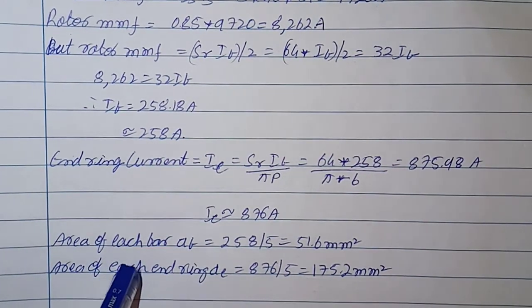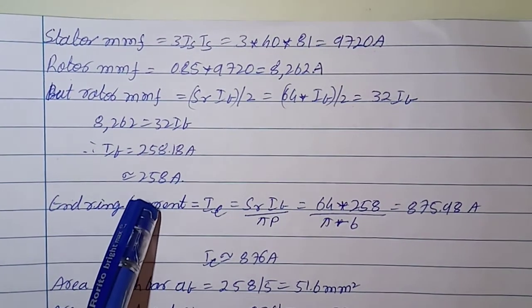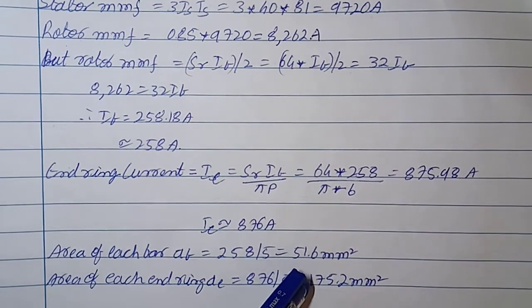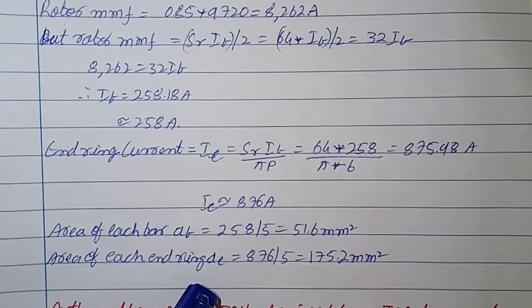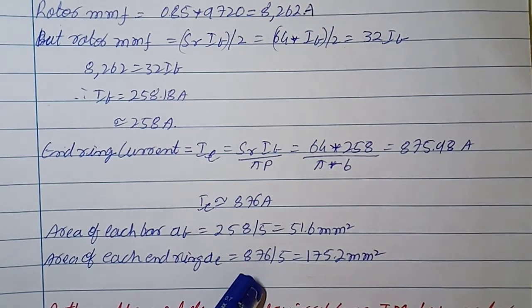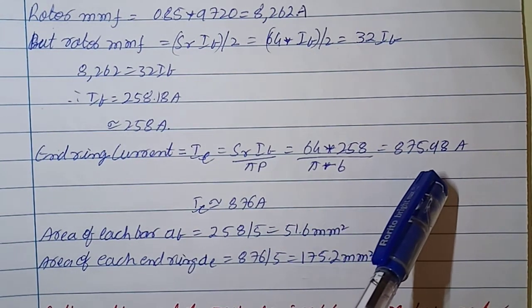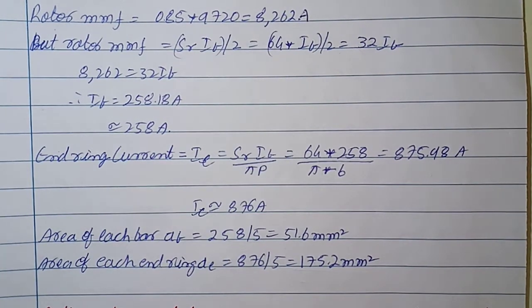So now the area of each bar AB will be IB by 5, because it is 5 ampere per mm square, the delta, that is the current density, which comes to 51.6 millimeter square. And the area of each end ring, that is AE, is IE by 5. So IE is 875.98, approximated to 876, divided by 5, which is equal to 175.2 millimeter square.